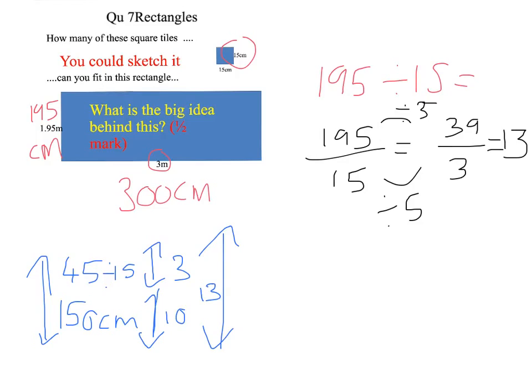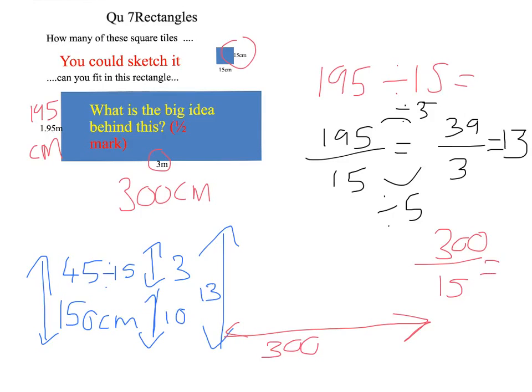Now we need to do exactly the same for the bottom. So this was 300 centimetres. That one's a little bit easier. 300 divided by 15. Well, we can think about this logically. How many 15s would be in 30? There would be 2. But the question wasn't 30, it was 300, so it'd be 10 times bigger, so it would be 20. So that tells us that it could fit 20 across the bottom.